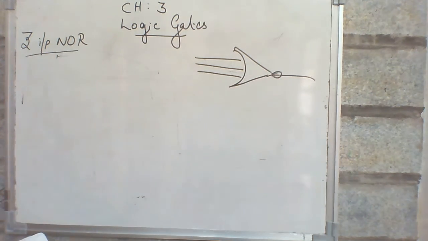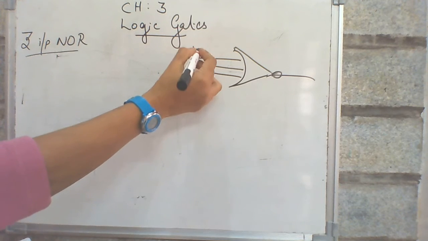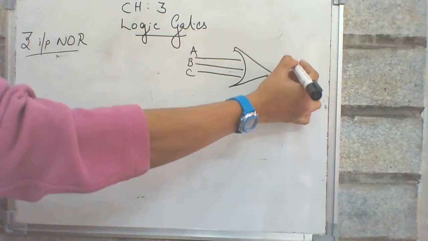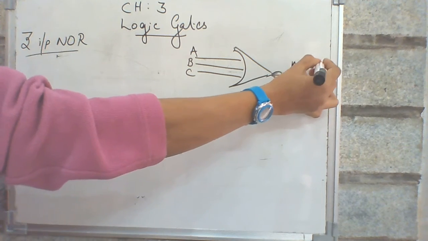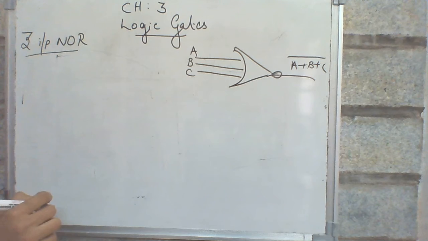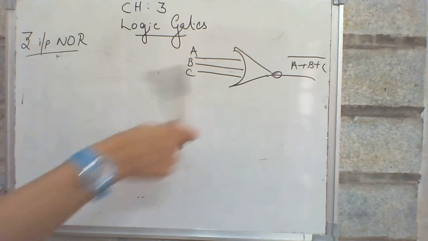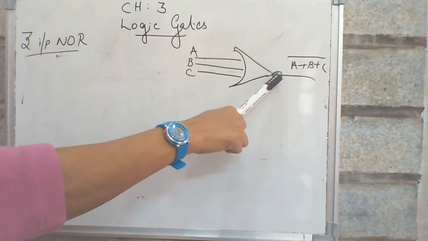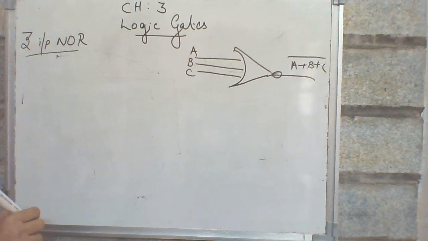Then what are the inputs? We can give A, B and C as the input. Then what will be the output? If it is OR gate, A plus B plus C. If it is NOR gate, A plus B plus C the whole bar. NOR gate means OR gate followed by one NOT gate. This NOT gate we can represent using this bubble.